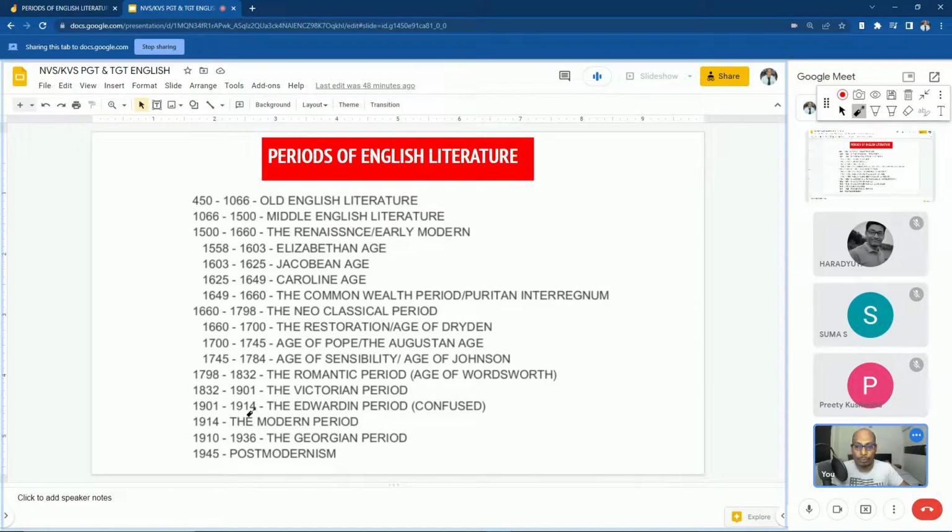1901 to 1914, the Edwardian period, also known as the period of confusion or the confused period. Then from 1914, the modern period begins, and this is again divided. 1910 to 1936 is the Georgian period, and then 1945 onwards, the postmodern period or postmodernism. Definitely you are going to get one or two questions with different combinations from this chart which I have given on the screen. So all of you go through this information and I'll ask you to read aloud.